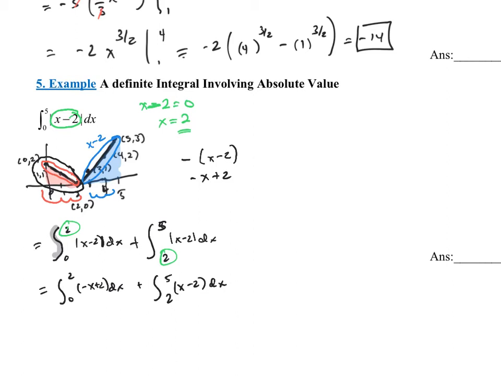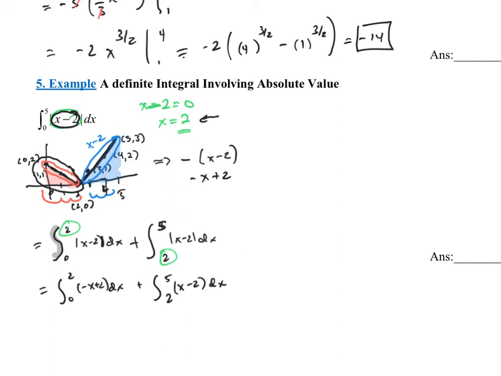So what's the easy way for you to do this on the test? Because I know that's what you care about. The easy way for you to do it is set the inside of the absolute value equal to 0. That gives you the point at which you're going to break it up. Anytime what's inside that absolute value is going to be negative, just do the opposite of that function. Just do literally negative of that function. Anytime the inside of it is going to be positive, which in this case is 2 and above, you're going to do the original function, which is x minus 2.